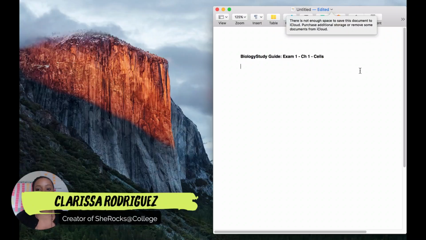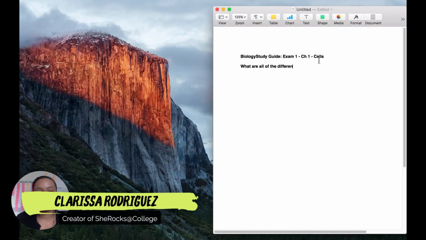So then I go back over to my blank document, and I'm going to type in a question, and the question is going to be, what are all of the different cell types? What are all of the different cell structures? And these two questions are going to begin my study guide.